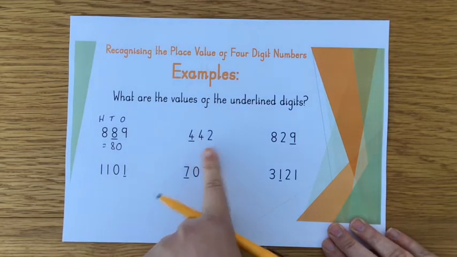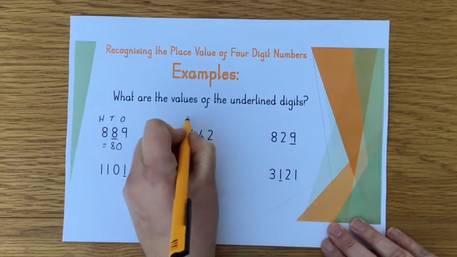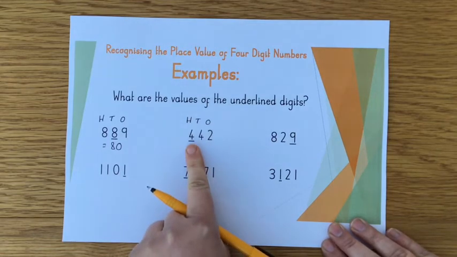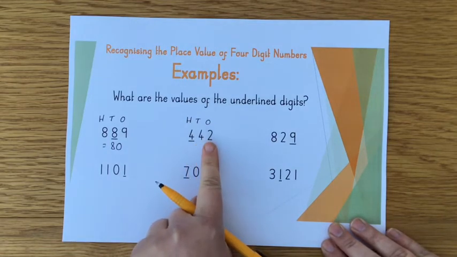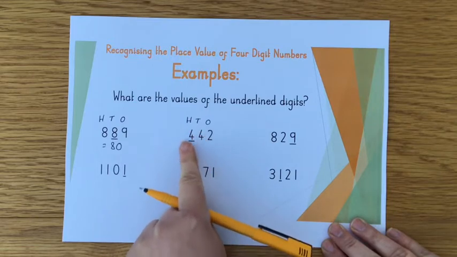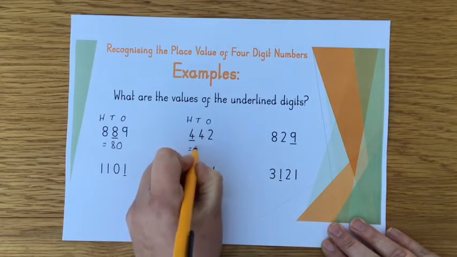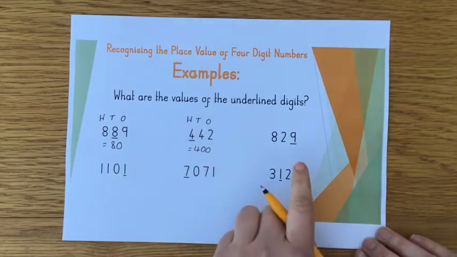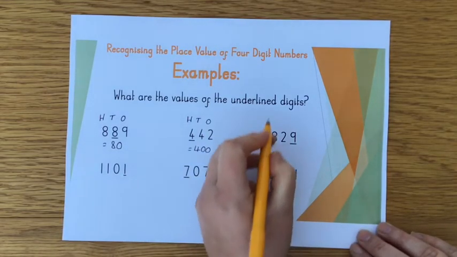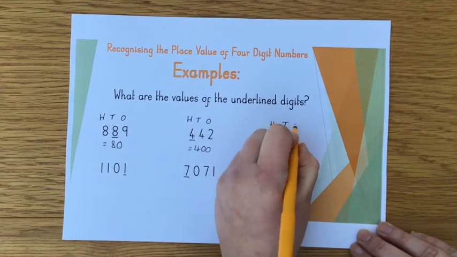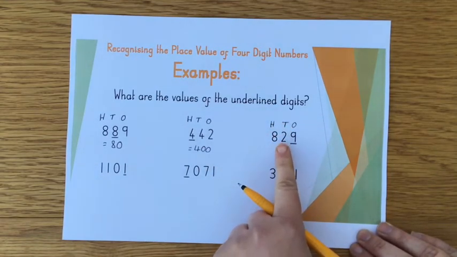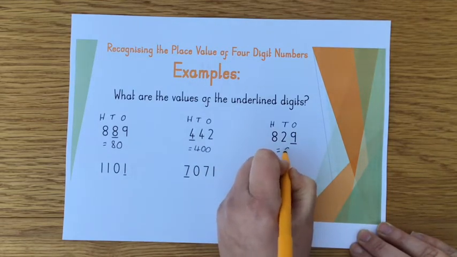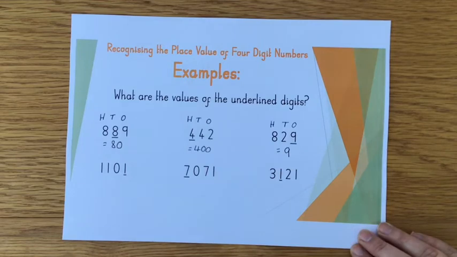Having a look at this one then, 442. You can label up your columns if it helps you. I've got 4 hundreds, 4 tens, 2 ones. So the value of this underlined digit is 400. Okay, 829. 8 hundreds, 2 tens, 9 ones. So the value of my ones column is 9.